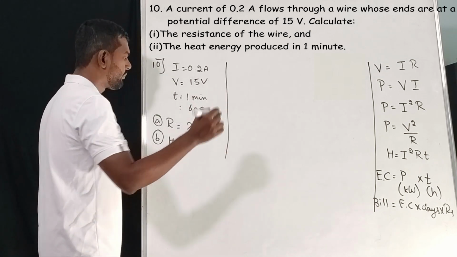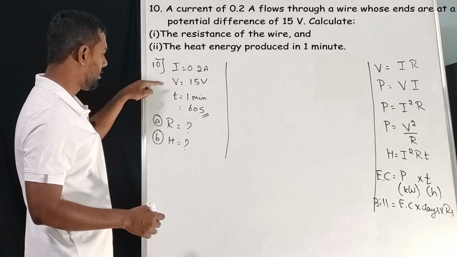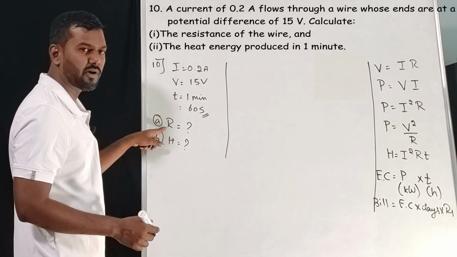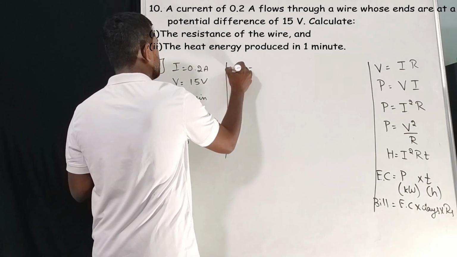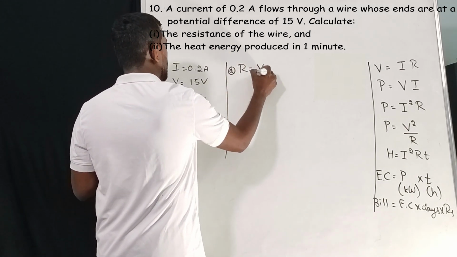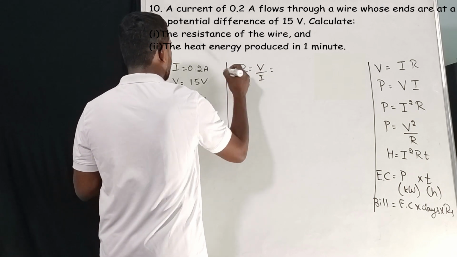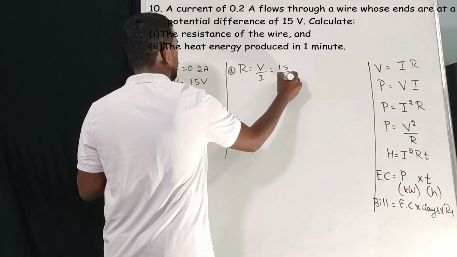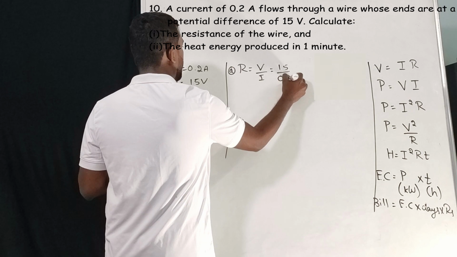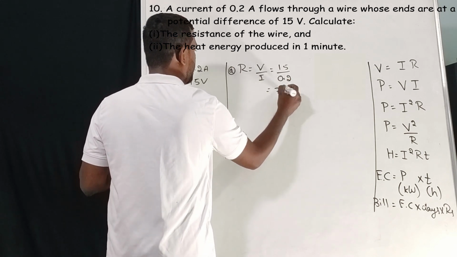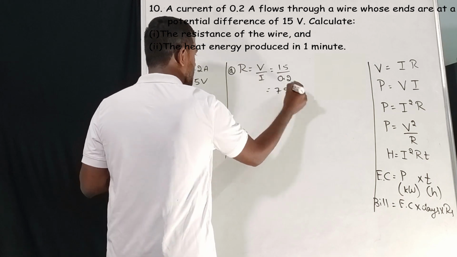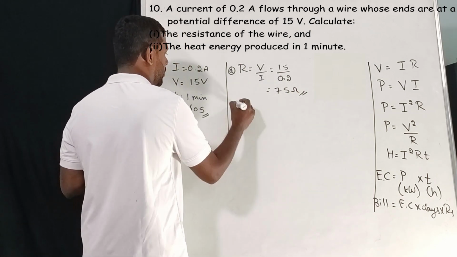Now see, using current and voltage, we can find resistance according to Ohm's law. So R is equal to V by I. What is V? That is 15 divided by current 0.2, that will be 75. What we are finding? Resistance, so the unit will be ohm.